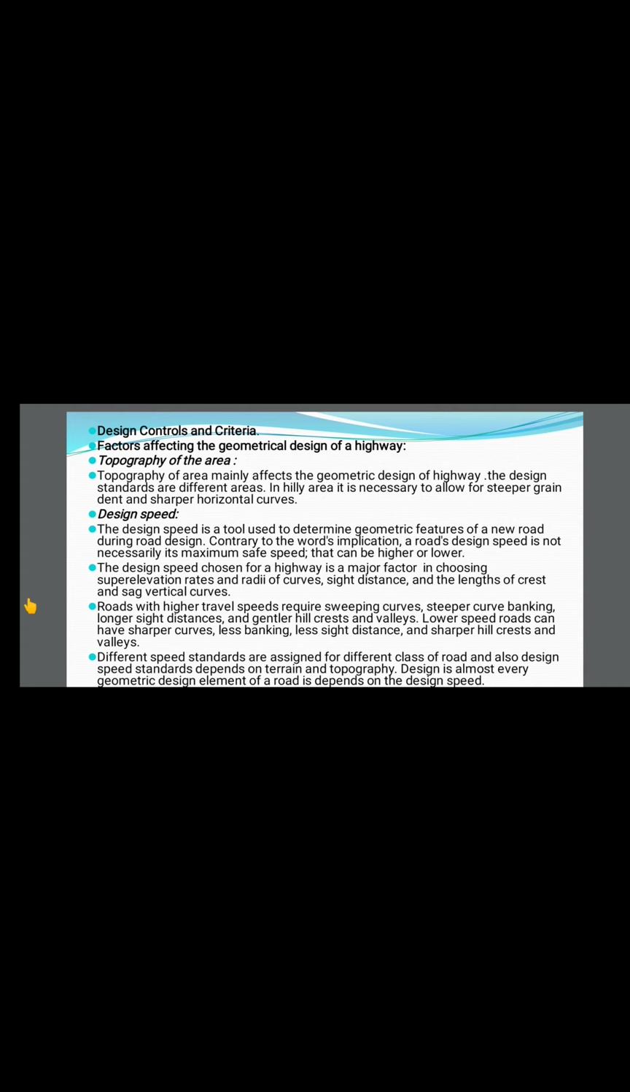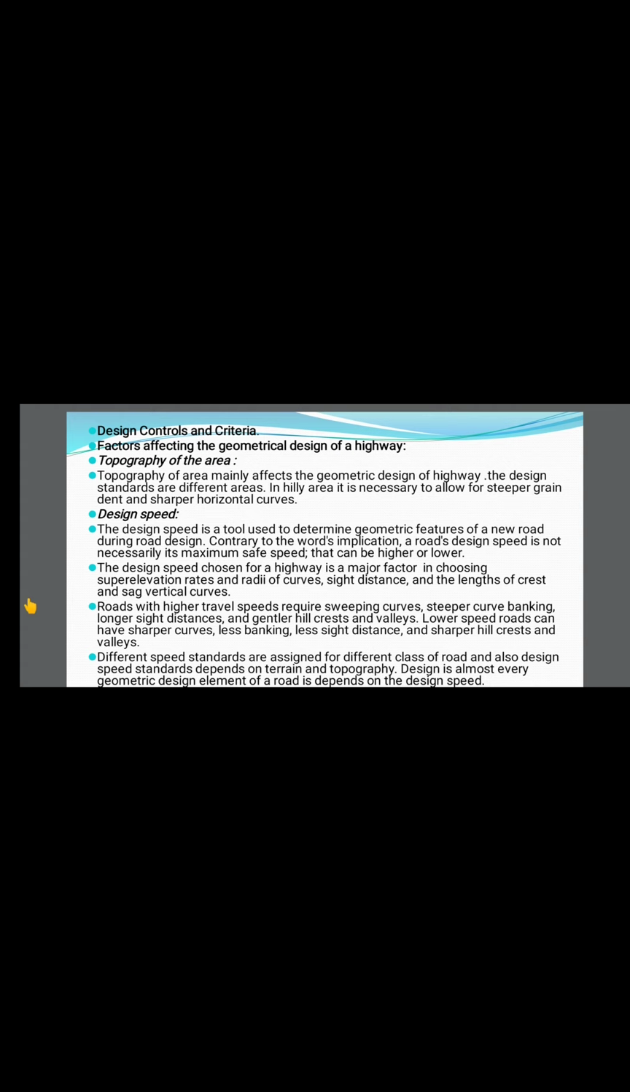The design speed chosen for a highway is a major factor in choosing super elevation rates and radii of the curves, sight distance, and the length of the crest and sag vertical curves. So design speed is the speed which has to be maintained on the road, isn't it? So for the particular speed, to maintain that speed along the length of the road, there are various factors to be considered. Mainly it is super elevation and sight distance, stopping sight distance, overtaking sight distance, and vertical curves, sag curves. These things have to be considered.